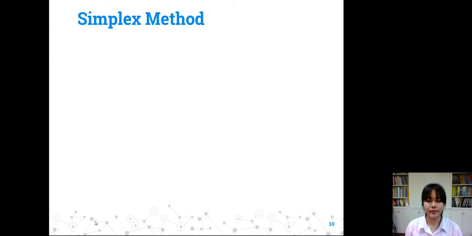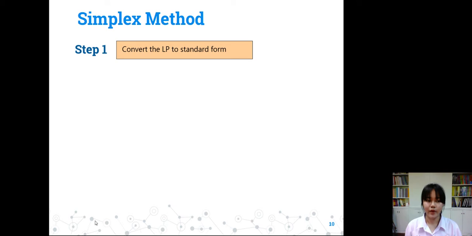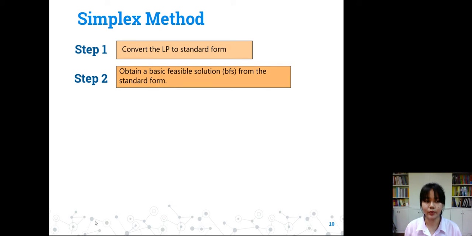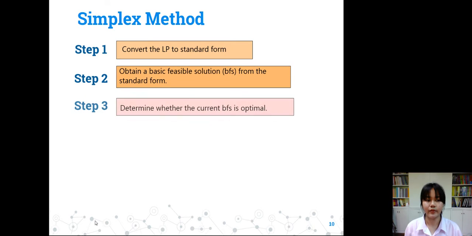Second method is the simplex method. The simplex method is a solution method that can be used with two or more variables. Step 1, we convert the linear programming to standard form. Step 2, we obtain a basic feasible solution from the standard form. Step 3, determine whether the current basic feasible solution is optimal.